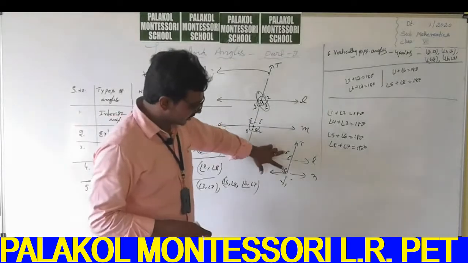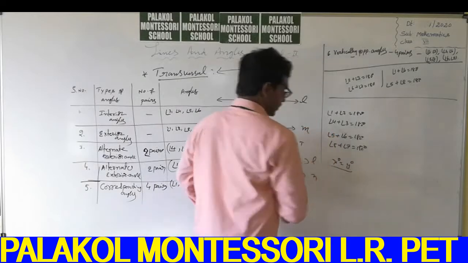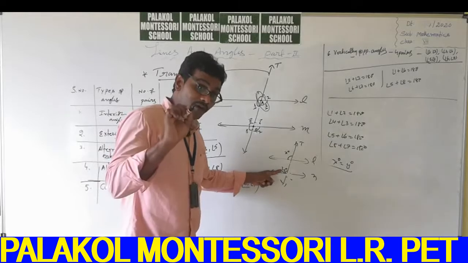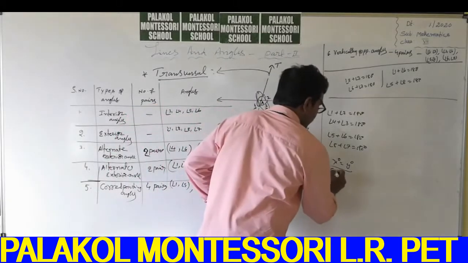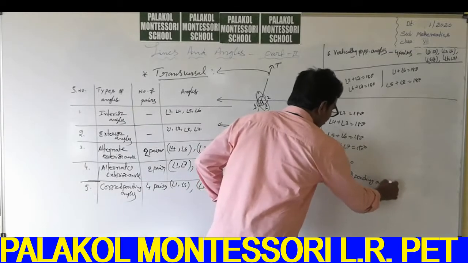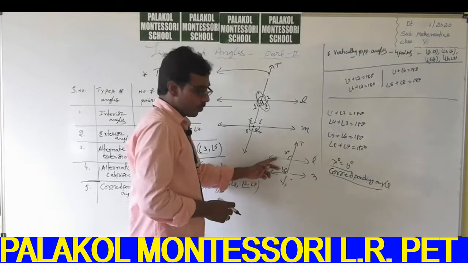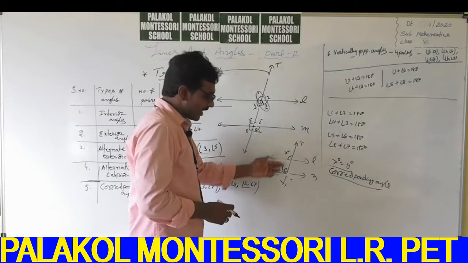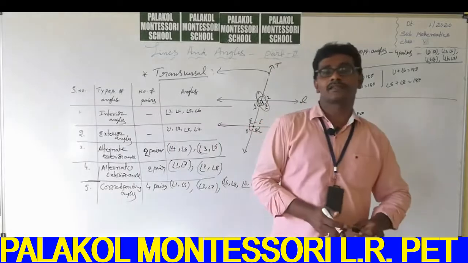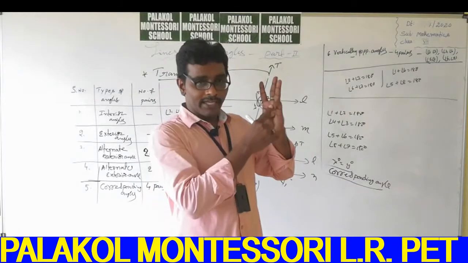So x degrees is equal to y degrees. Very, very important guys, this one. X degrees is equal to y degrees. What type of angles? Corresponding angles. How do you know the corresponding angles? On the same side of the transverse, one is external, another one is internal. That type of angles is called corresponding angles. Is it clear?